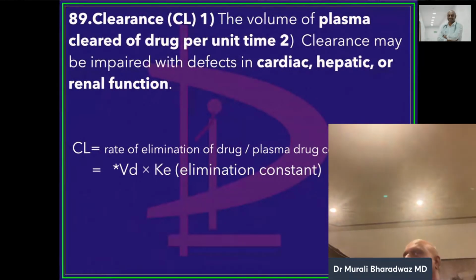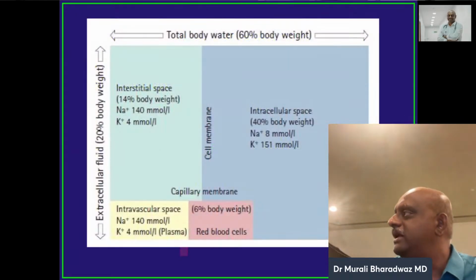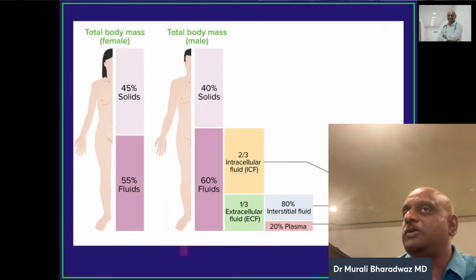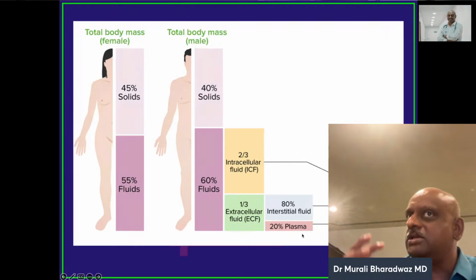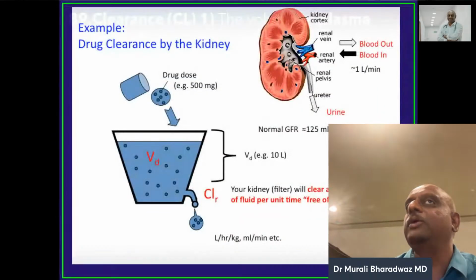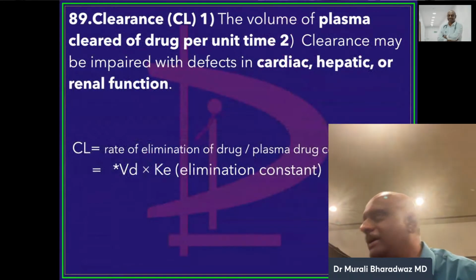Now what is drug clearance? The volume of the plasma cleared out of the drug every unit time is called drug clearance. Once you give the drug, the medicine is entering into plasma. So the plasma is 20% of our total body mass. Out of this, how much plasma got free of the drug for a unit time is called clearance.